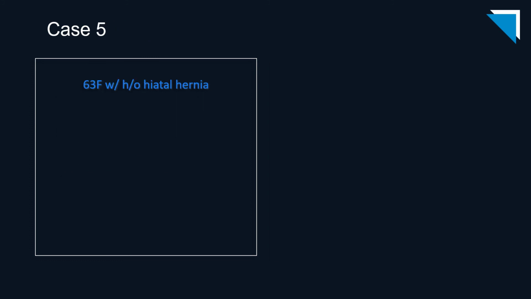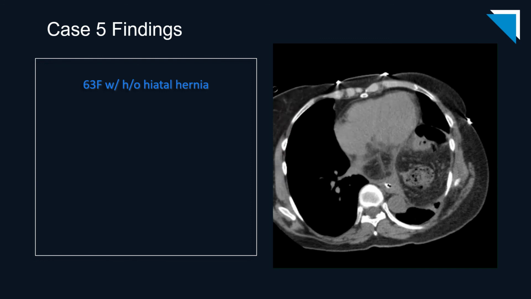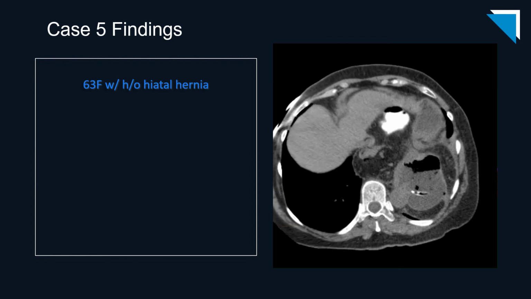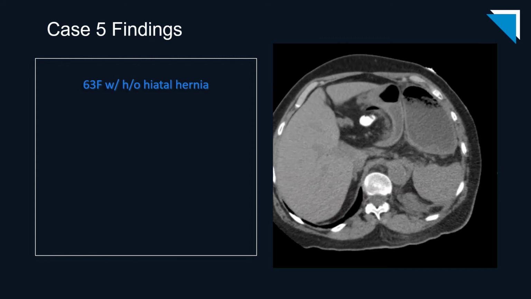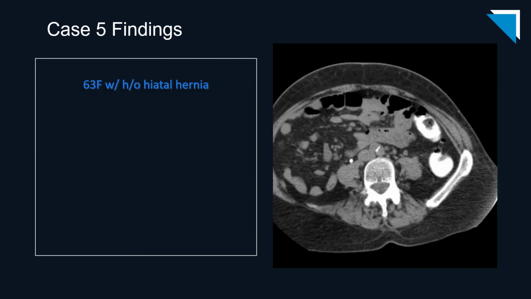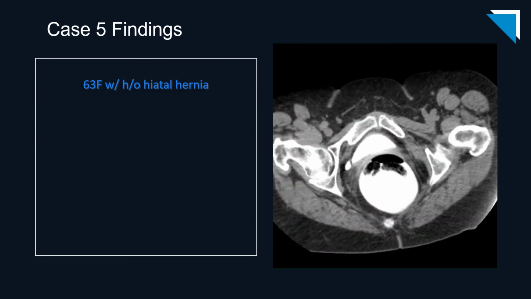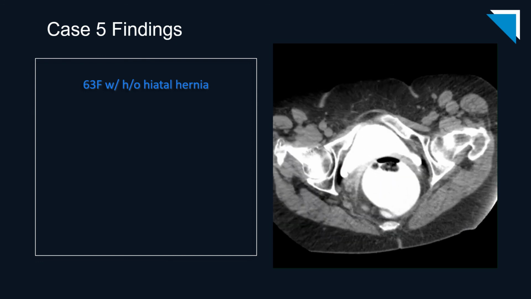Our final case is a 63-year-old woman with a history of hiatal hernia. These are axial images from a non-contrast CT scan of the abdomen and pelvis. Of course, we already know the patient has a history of hiatal hernia, so we're going to be careful to evaluate that section of the scan. But always remember to engage your search pattern and review every element of the study.